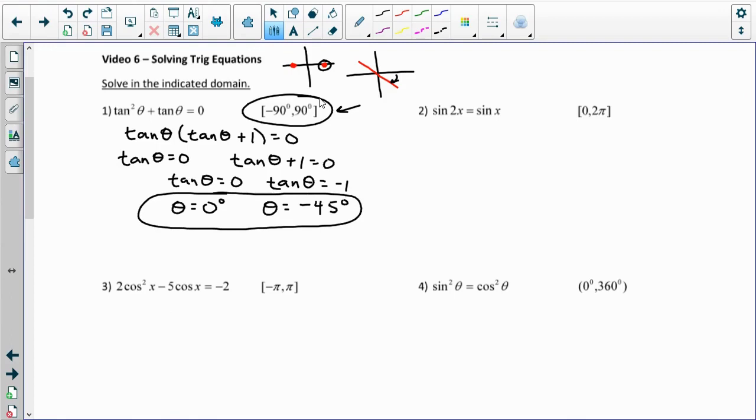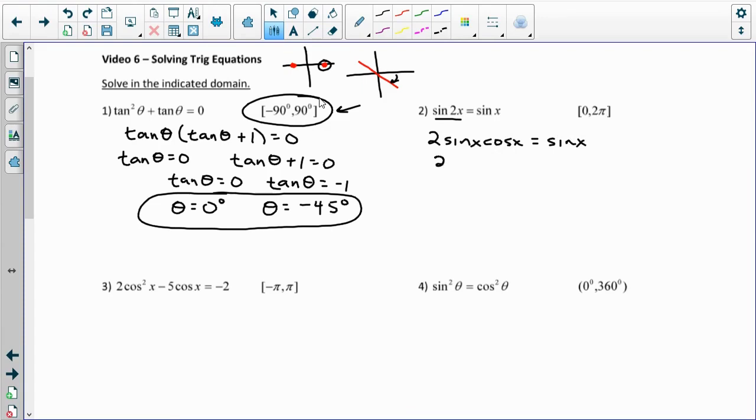Number 2, sine of 2x equals sine of x. So conceptually speaking, what we're trying to figure out is what does x have to be for the sine of that angle to equal the sine of double that angle? So that's kind of conceptually what's happening. But we can also use a property that we know about the double angle of sine. So sine of 2x is equal to 2 sine x cosine x.